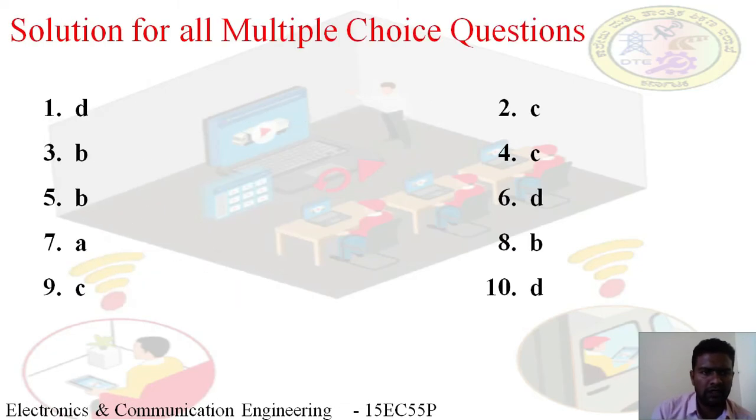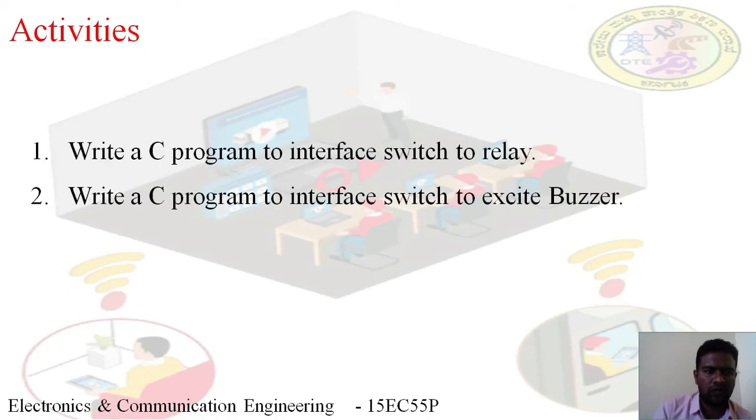This is the result for all the multiple choice questions, that is the answers. Now the activity is there for the students. Number of activities are 2. Activity 1 is you have to write a C program to interface switch to relay. Activity 2 is you have to write a C program to interface switch to exciter buzzer.